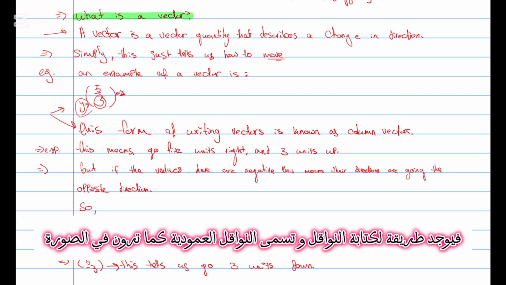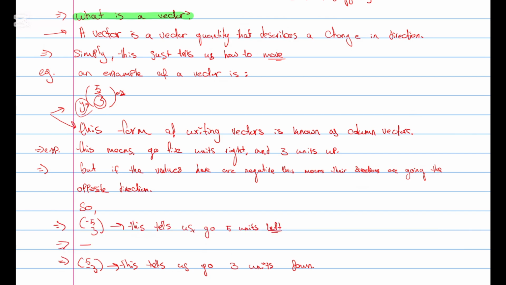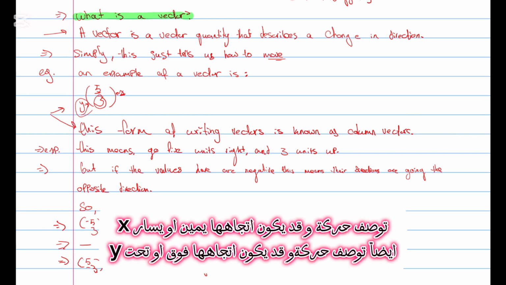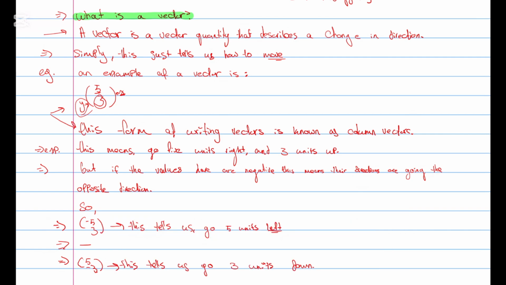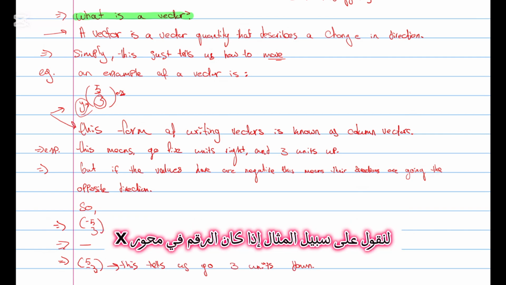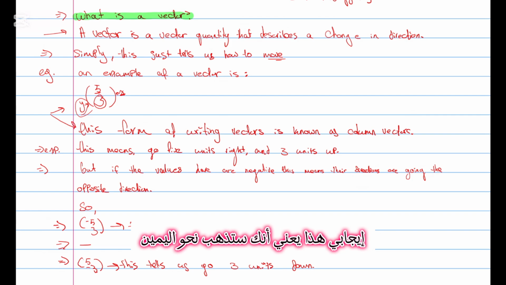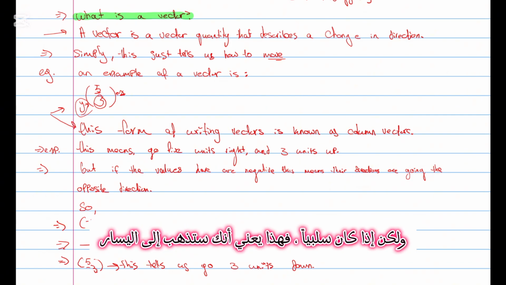There is a form of vectors called column vectors, as you can see in the numbers above, 5 and 3. 5 represents the x value and 3 represents the y value. So x is left and right, y is up and down. For example, if the units on the x are positive, that means you are going right, but if they are negative, you are going left.